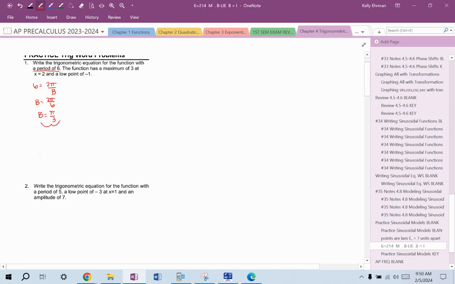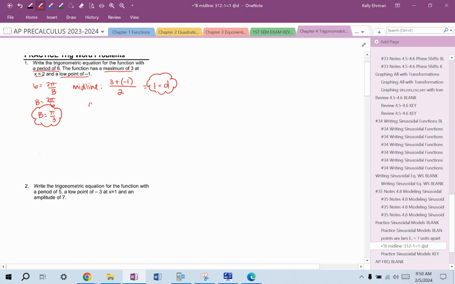So we have b. The function has a max of 3 at x equals 2 and a low point of -1. So remember, I always like to find the midline first. So that's the average of the max and the min. So we're adding max and min together and dividing by 2. 2 divided by 2 is 1. So that's the value of D. Midline is at 1. And then let's graph what we have.